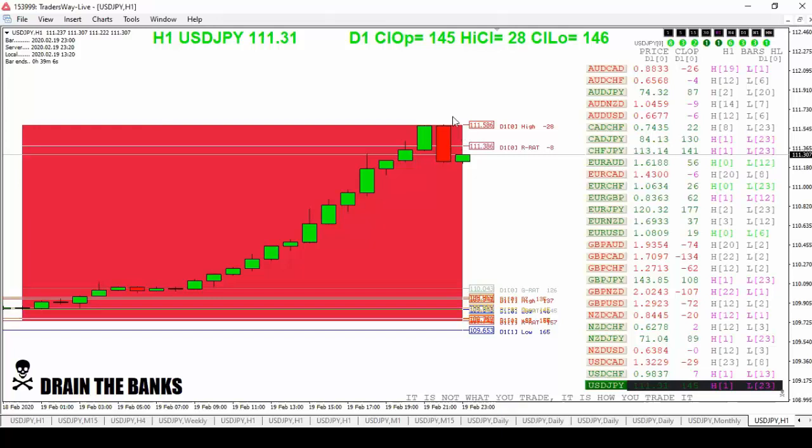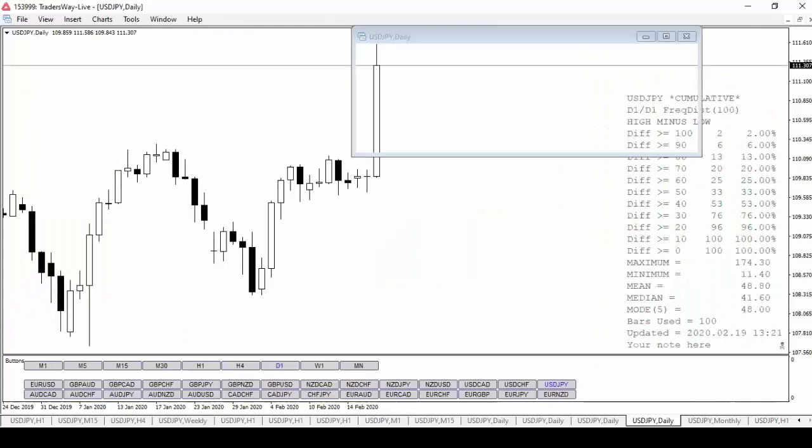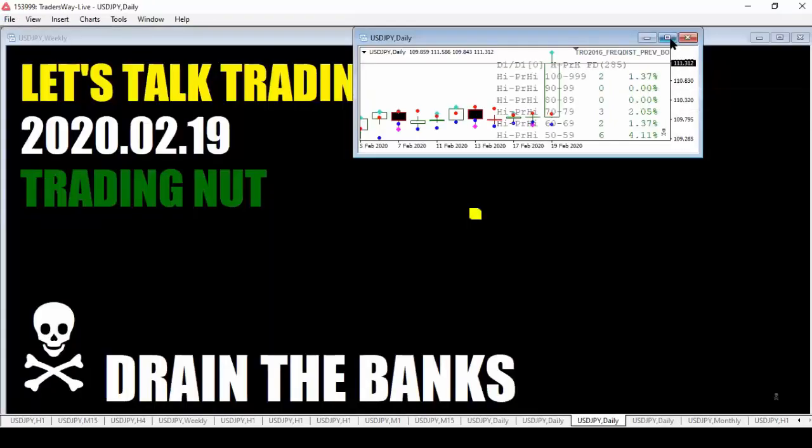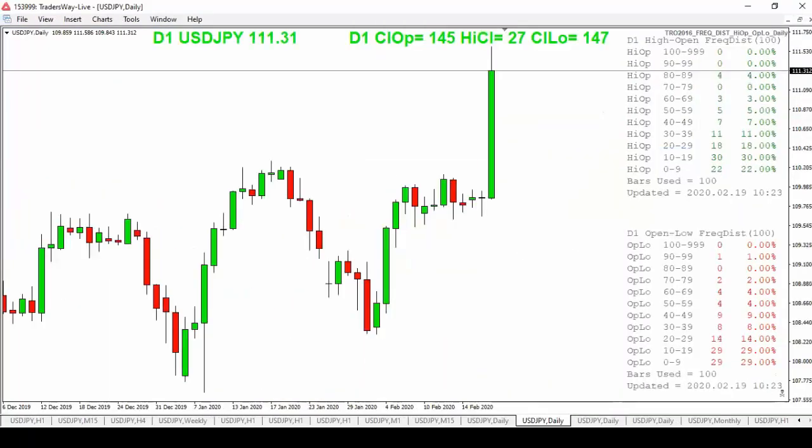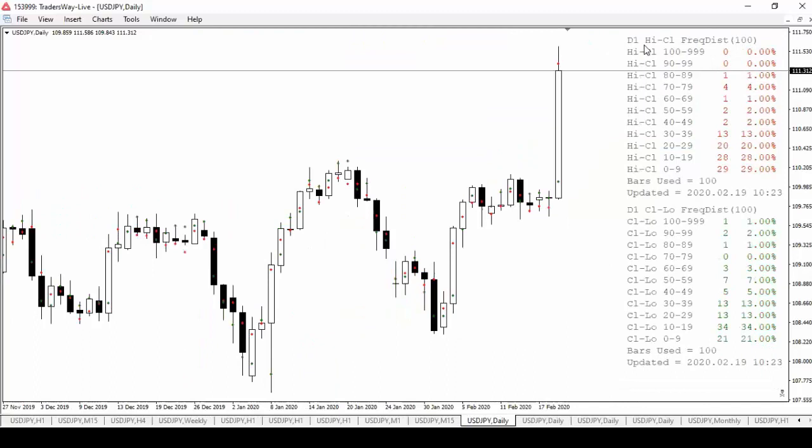Okay, because once again, which one was it? It's this one, high minus close. 0 to 9, only 29 times. 10 to 19, 28. So right there, that's about 57 times it would be less than 20, out of 100. And so you see here, this is what I call the rat dot. So if you sold anywhere up in here, you'd be in profit right now.